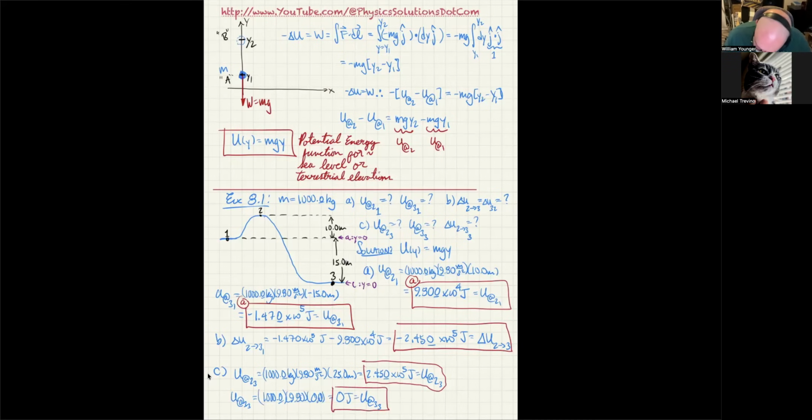So now we can say that delta U from 2 to 3 is equal to the potential energy at 3 minus the potential energy at 2. So that's going to be 0 minus 2.450 times 10 to the fifth joules, which is equal to negative 2.45 times 10 to the fifth joules. And that's exactly what we got before using an entirely different y equals 0. Any questions on that?